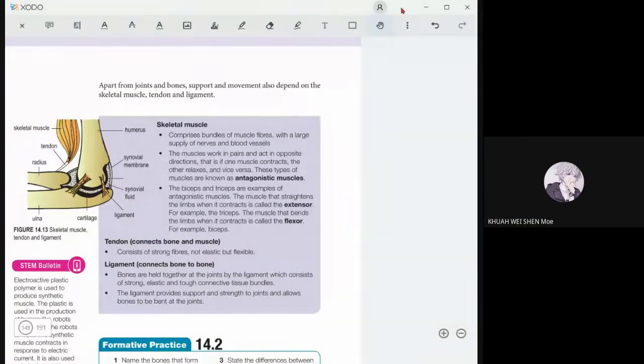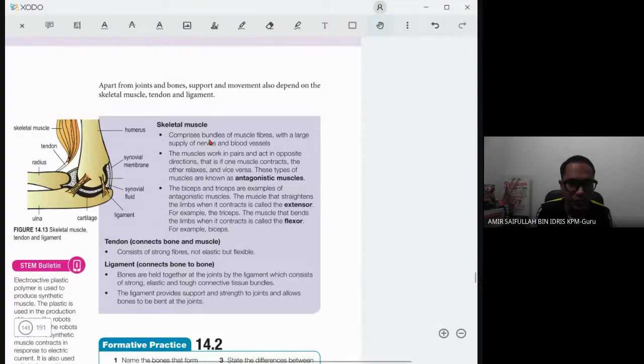Yes. Alright. Next, apart from the joints, you learn about joints, hinge joints, ball and socket joints. Support and movement also depend on the skeletal muscle, tendon and ligament. Apa pula benda ni? Tendon, ligament.